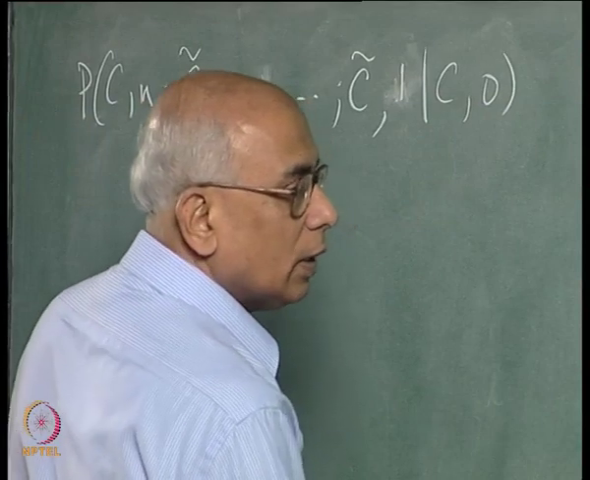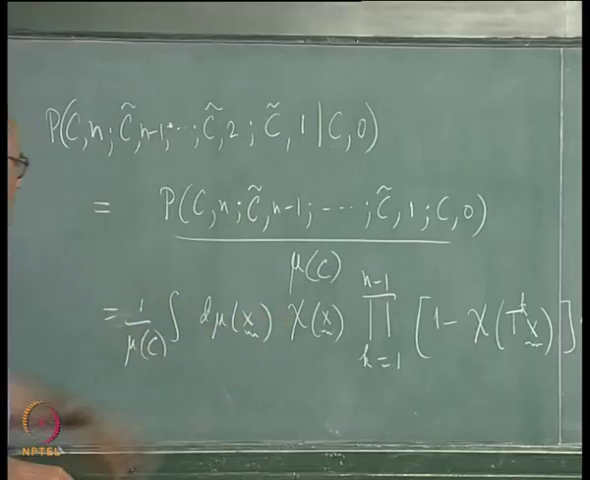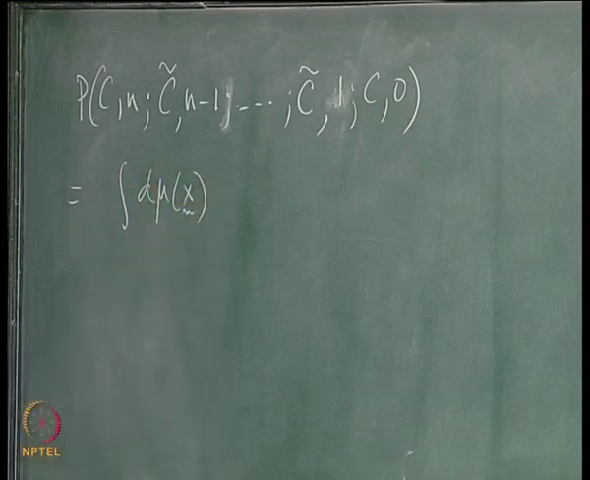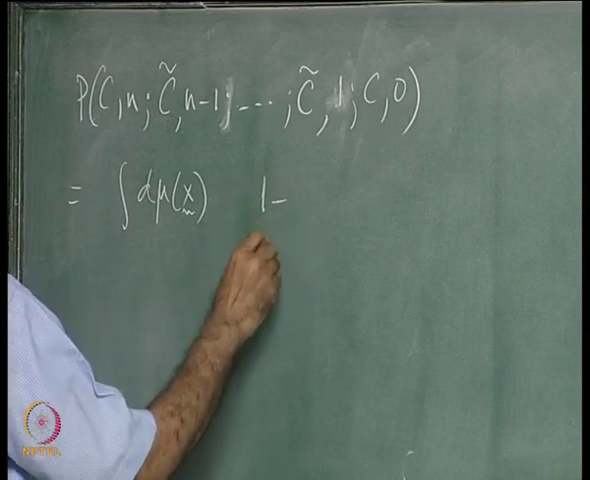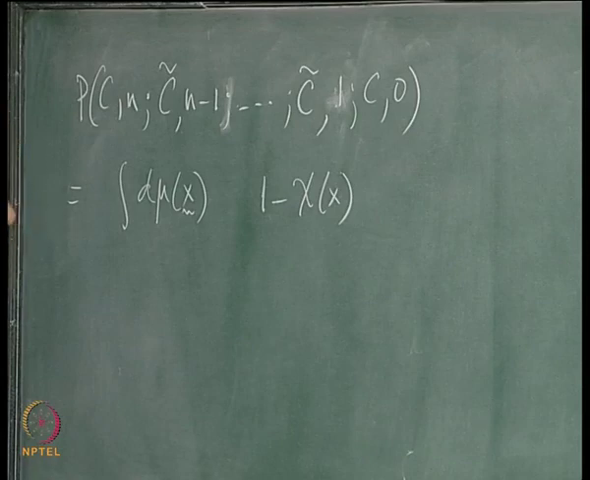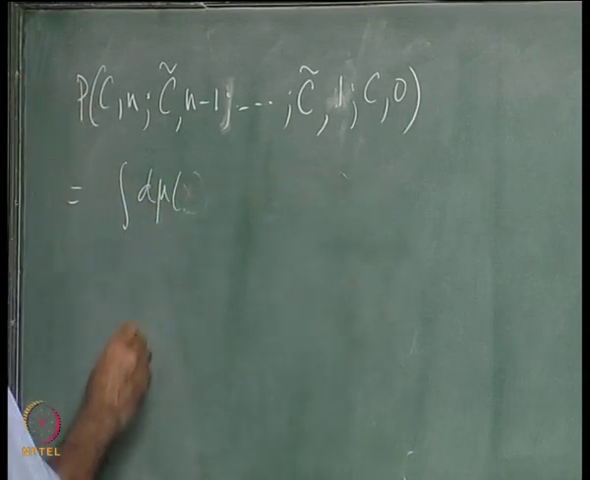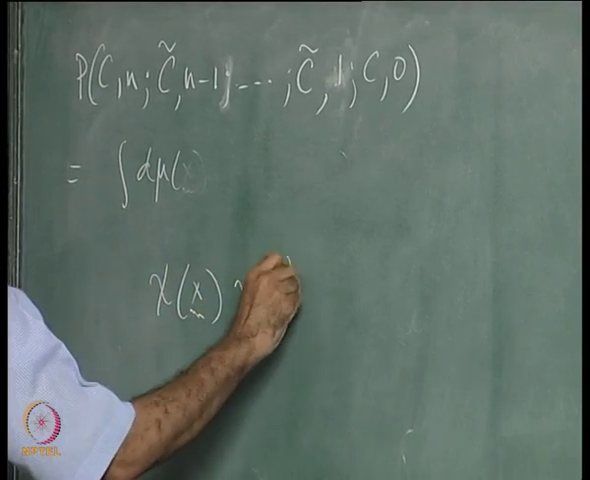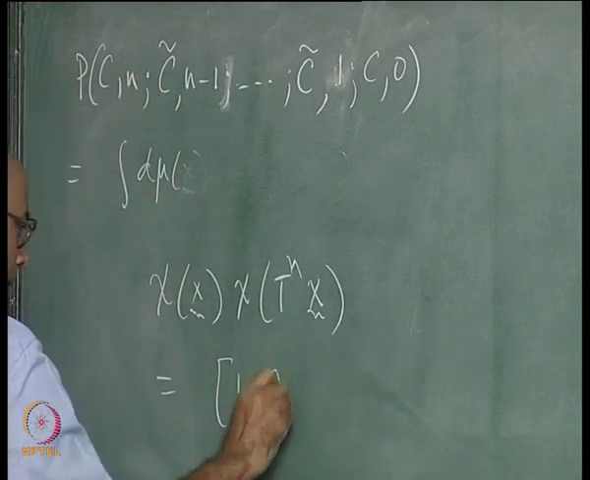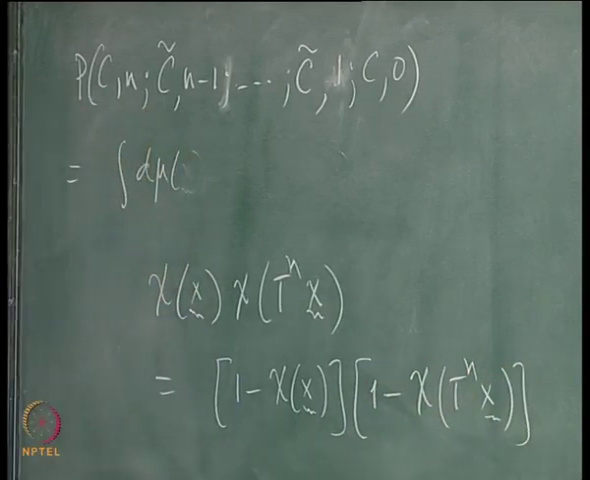So for the moment, let me just look at the numerator. So this is unconditional, which is this multiple integral, could be written as equal to integral dμ(x) times, instead of χ of x, let me call this 1 minus χ of x and then subtract the 1. Should be careful about minus signs though. So let's do that slowly. So let me write χ of x, χ of T^n x, let me write this quantity and subtract the rest of it out.